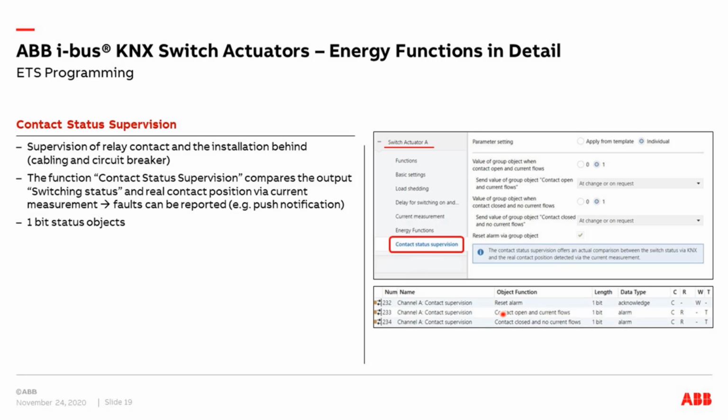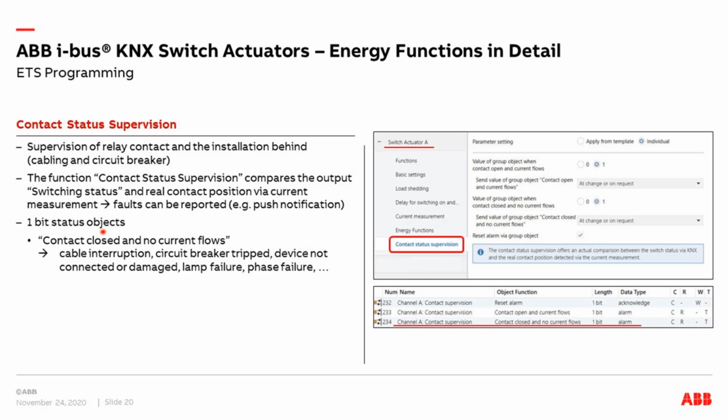One is contact open and current flows. Not good, not normal, of course. The other one is contact closed, but no current flows. Neither okay. So what does it mean practically here? Contact closed and no current flows. What could be the reason? Anything wrong with the installation or the load behind. So cable interruption, circuit breaker has tripped, device not connected or damaged.